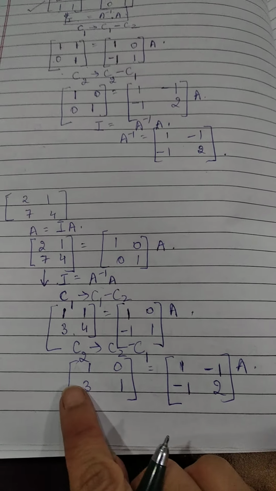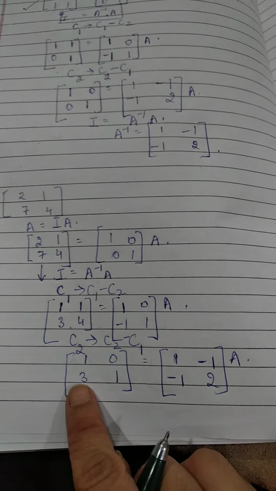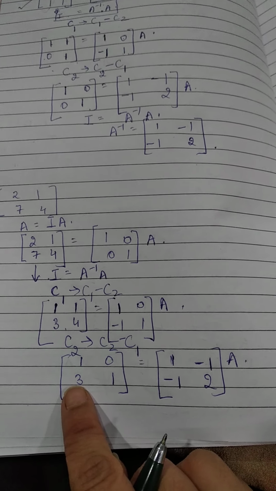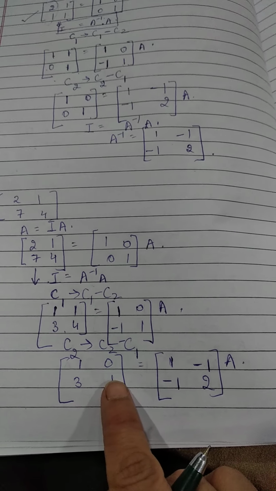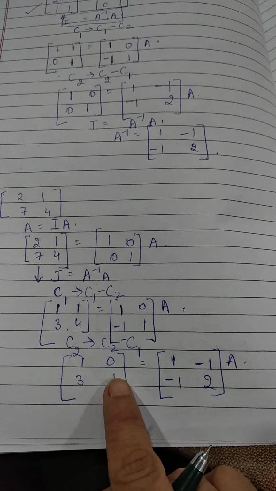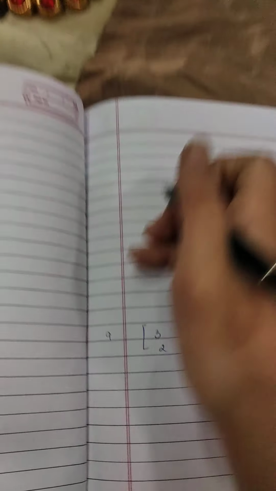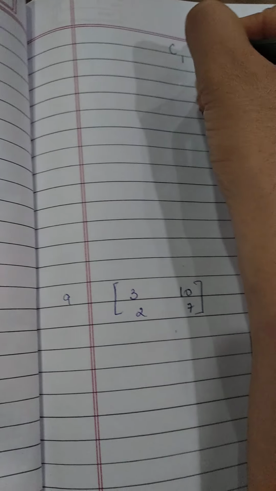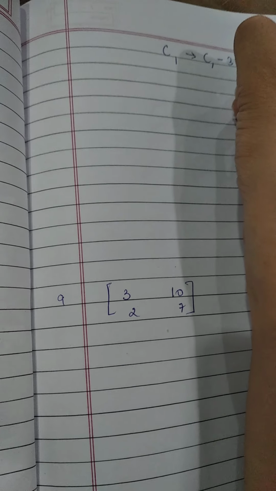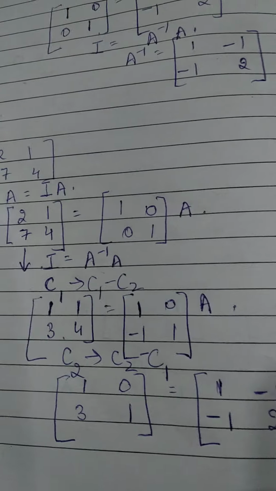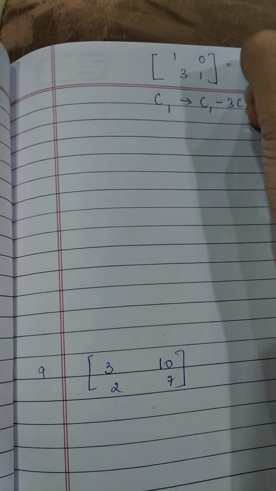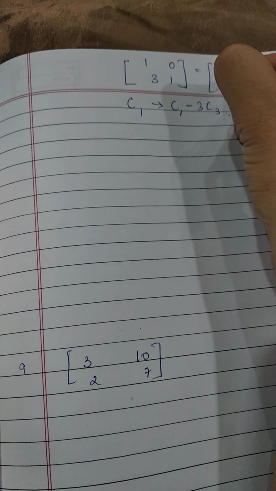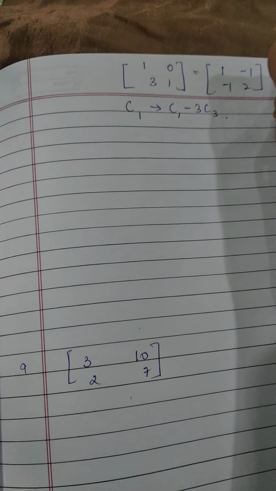Next, I have to make this particular element 0 using column transformation. So what can I apply? I can apply C1 is C1 minus 3C3, remember, right? The third property. So I can write this as C1 is C1 minus 3C3. If I apply it over here, remember what am I getting? I have 1, 0, 3 and 1. Previous step I'm writing 1, minus 1, minus 1, 2, and this is A.